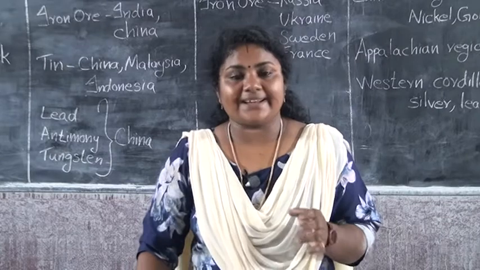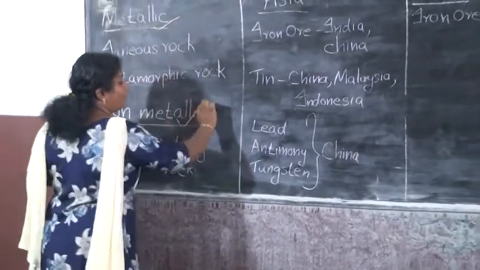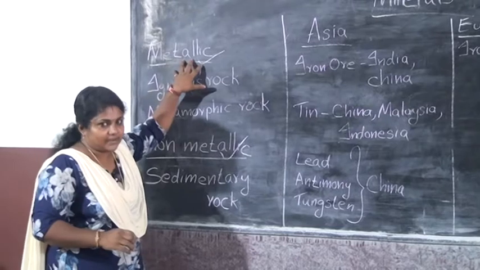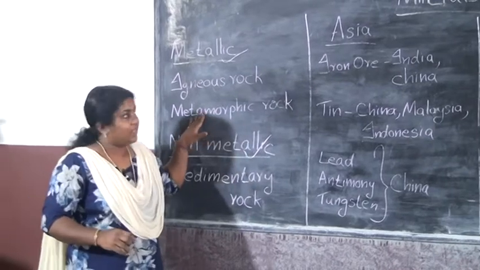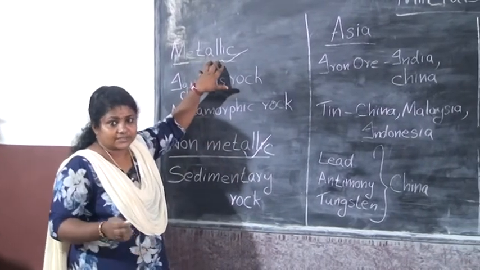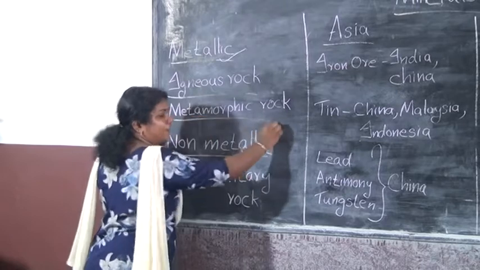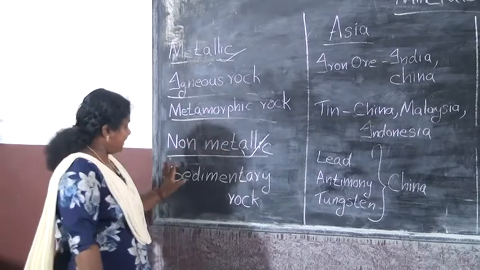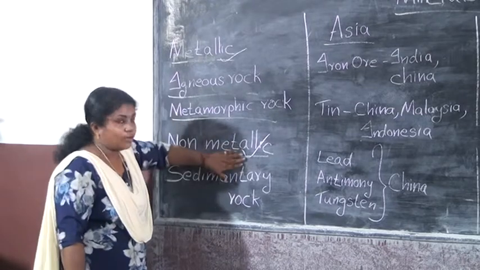In the last class we studied that minerals can be divided into two types, metallic minerals and non-metallic minerals, isn't it? You have to remember that. And those metallic minerals, we can see in igneous rock and metamorphic rock. Those metallic minerals are iron etc. This iron, അങ്ങനെയുള്ള മെറ്റാലിക് റോക്സ് ഒക്കെ ഏതിലാണ് നമുക്ക് കാണാൻ പറ്റുന്നത്? It is seen in igneous rock and metamorphic rock. And non-metallic minerals we can see in sedimentary rocks.